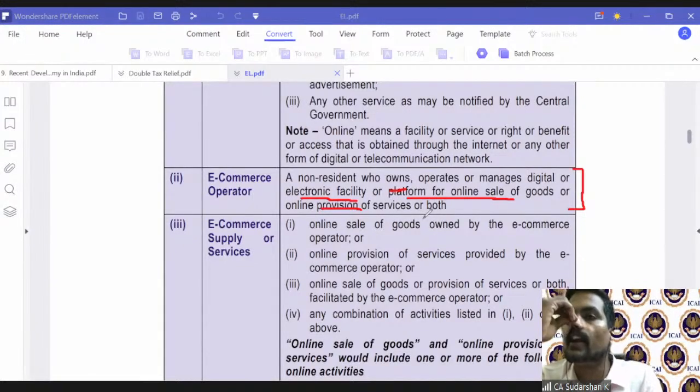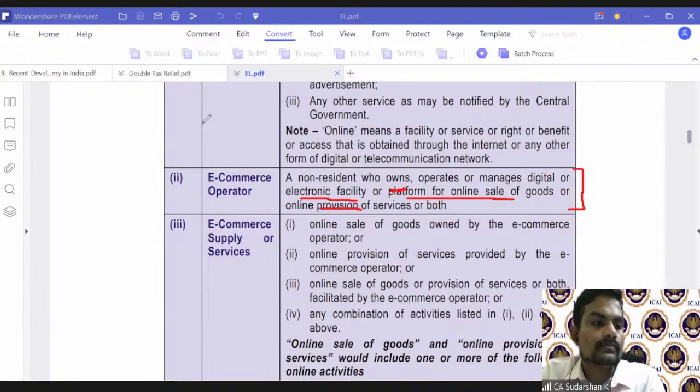So there has to be a digital platform, mainly a website. Take Amazon. This is a non-resident, Amazon US for a moment. It manages or owns a digital website platform facility for online sale of goods or online services. So an e-commerce operator is a non-resident who operates or manages an electronic facility, and consideration is received for what? It should be for e-commerce supply or services.